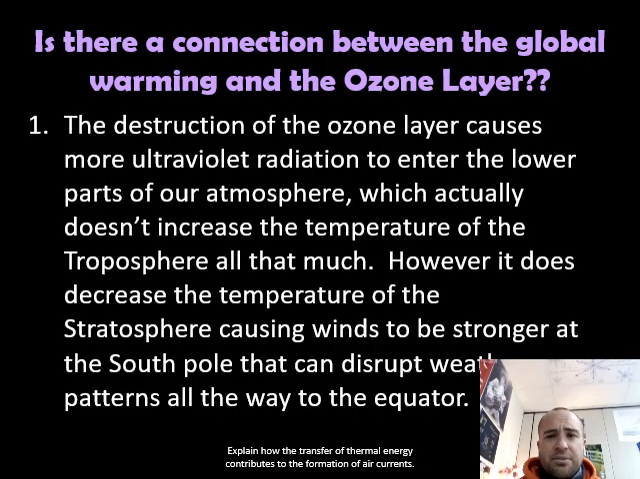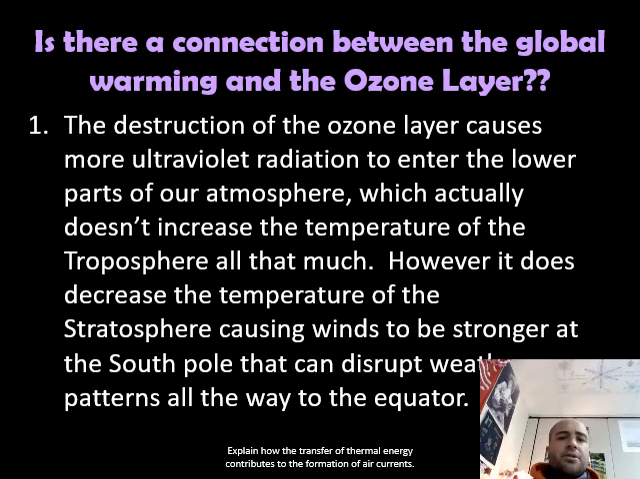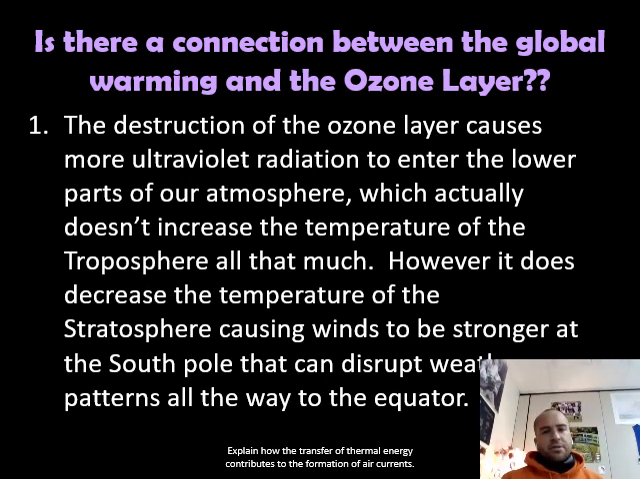Is there a connection between global warming or global climate change and the ozone layer? And the answer is yes, of course there is. I'll just read this to you right now. It says the destruction of the ozone layer causes more UV radiation to enter the lower parts of the atmosphere, which actually doesn't increase the temperature of the troposphere all that much, but it does decrease the temperature of the stratosphere, causing winds to be stronger at the South Pole that can disrupt weather patterns all the way to the equator.